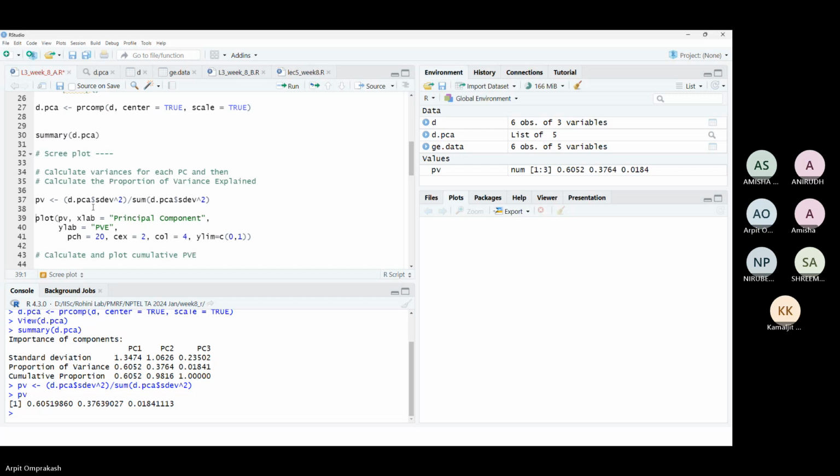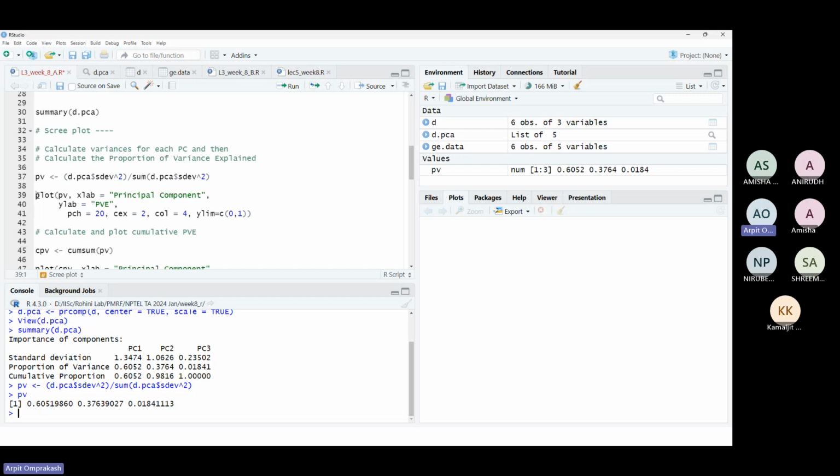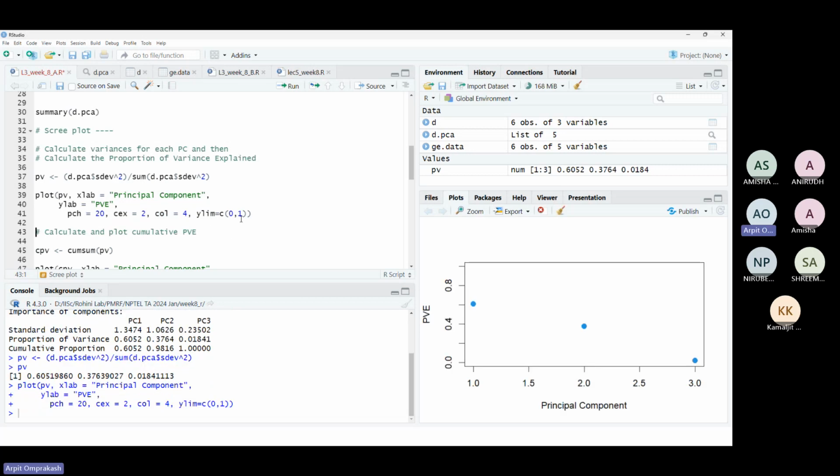Right. Now we want to plot it. So we plot PV. We give the x label as principal component and the y label as PVE, the proportion of variance explained. pch is the type of symbol, cex is the size, col equals 4, and we provide the y limits. We plot this, and we get a plot like this. The first principal component explains almost 60% of the variance. The second one explains somewhere close to 40%. And the third one explains very little, close to 2%.